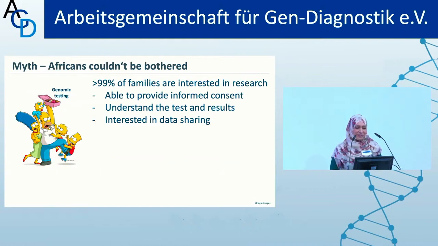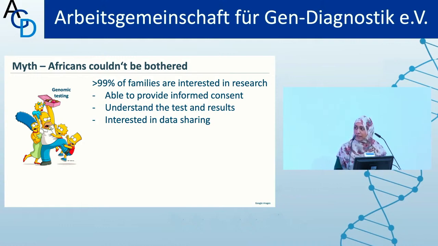The second myth was that Africans couldn't be bothered. So why should we bother? Actually, 99%, and I think that's 99.99999 at the moment, because out of 700 and some odd families, only one has said they're not interested in research at this point. And they are scrambling to get access to research, to get access to testing.